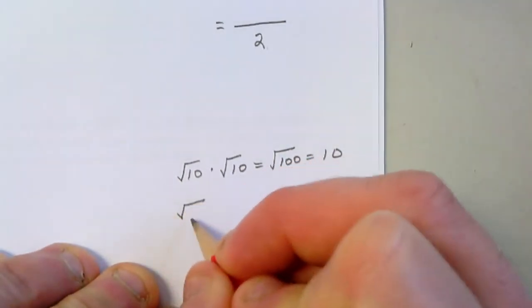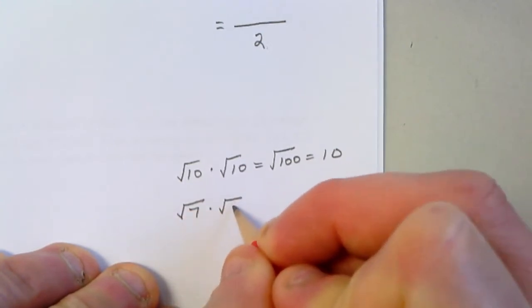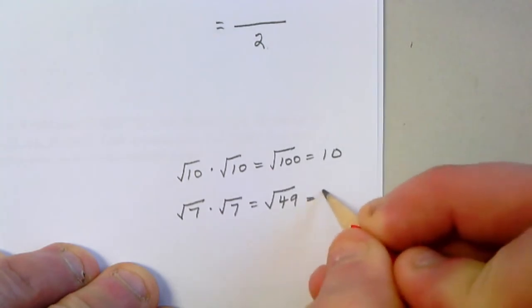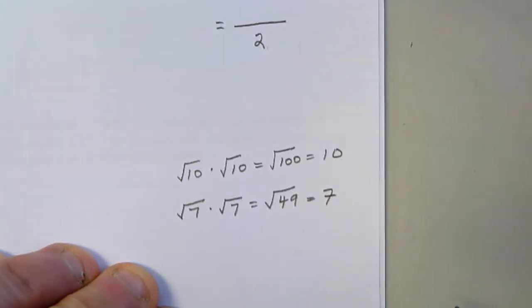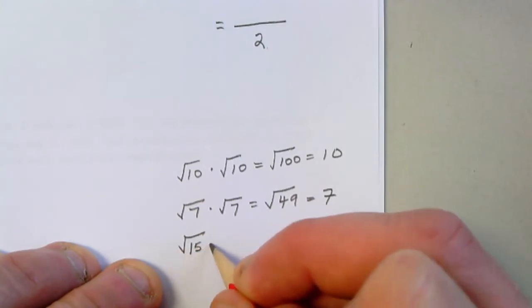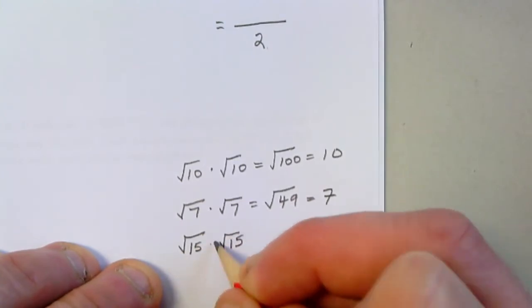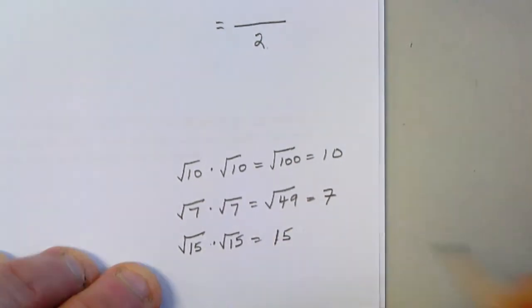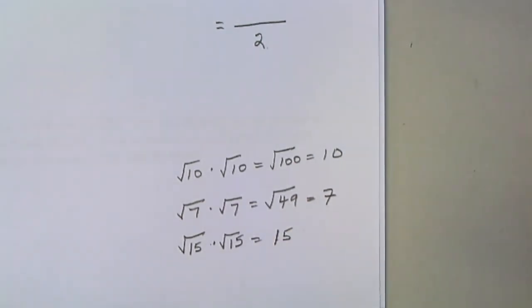What's the square root of 7 times the square root of 7? Well, that's the square root of 49. Well, what's the square root of 49? It's just 7, okay? So if I take the square root of 15 times the square root of 15, what if I don't know what that number is? Does it matter? No, because it's just 15. So whenever you take two numbers that are the same, you end up getting that same number, okay?